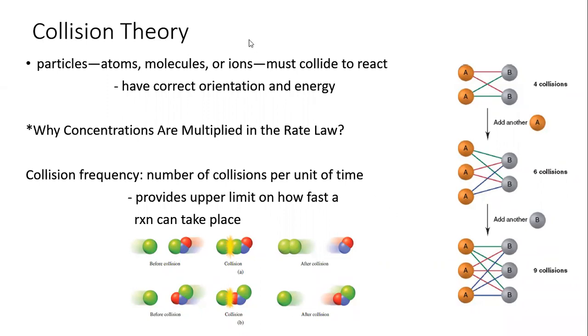Now, one term we use in collision theory is collision frequency, and it's the number of collisions in a given unit of time. And so this has kind of a limit on how fast reactions can take place. So for example, here we have a chlorine radical reacts with NaCl. So again, this NaCl molecule has to be oriented the correct way.